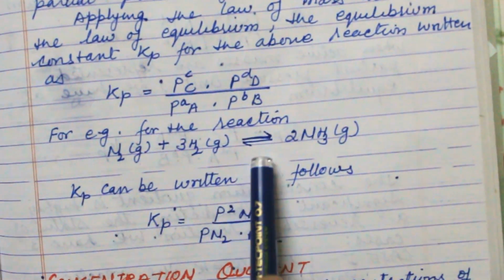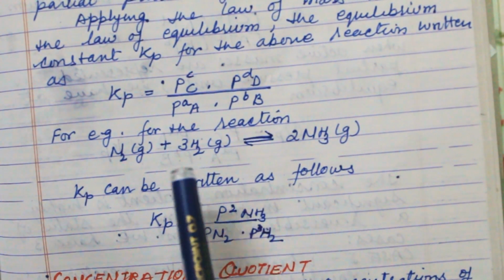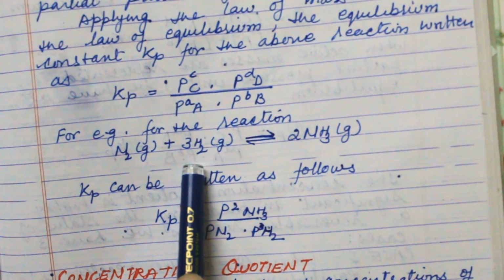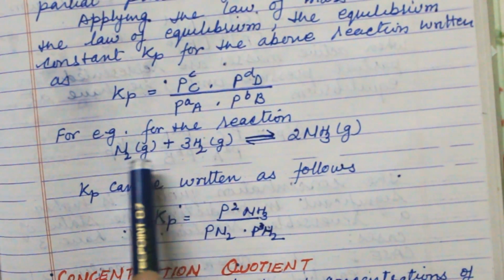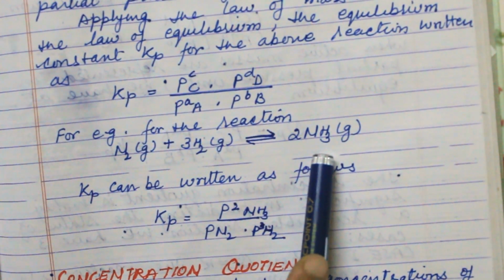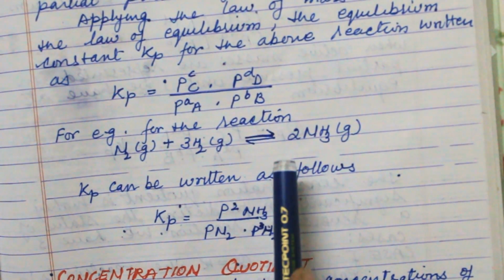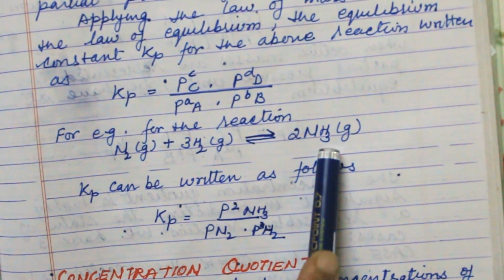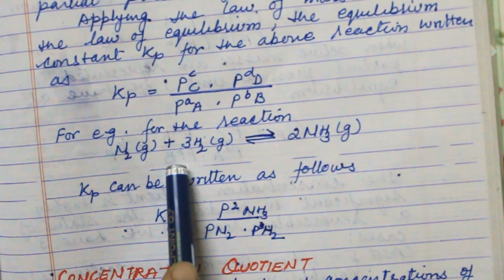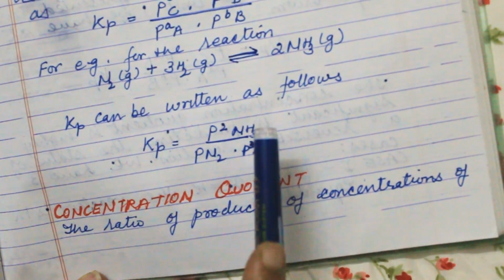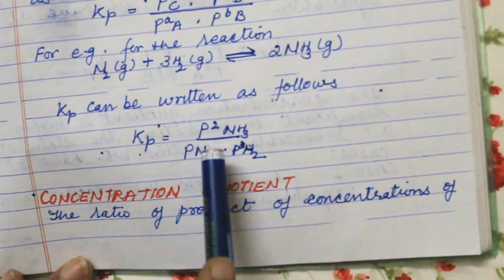For the reaction, just take an example. In place of A we have N2, in place of B we have H2, and when they combine, that is Haber's process, they form ammonia. This is Haber's process, and it is a reversible reaction. The reactant, when it changes into the product, again changes into the reactant. So in this case we have Kp written as follows.